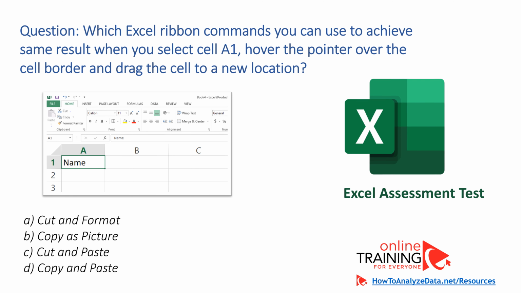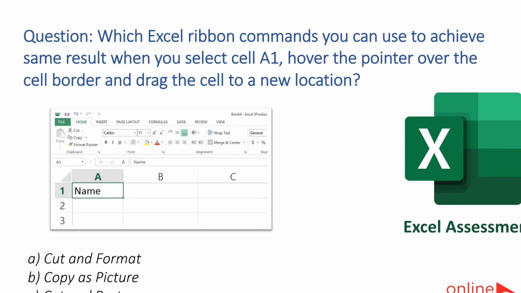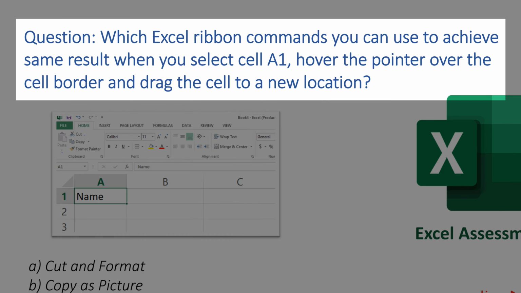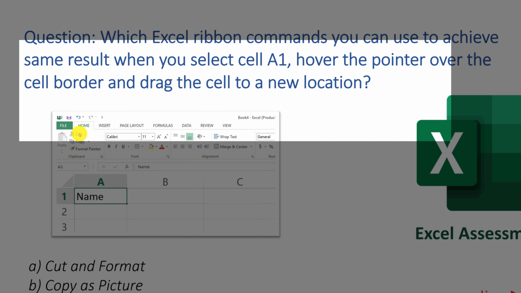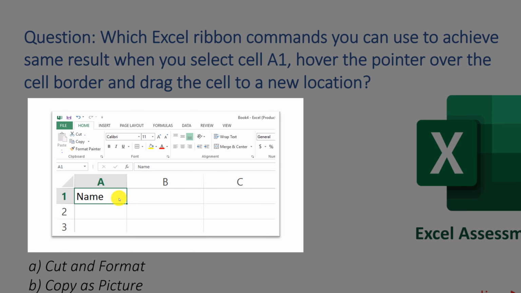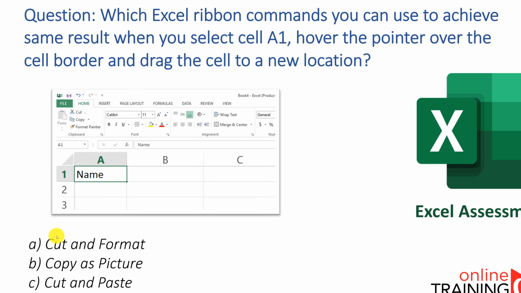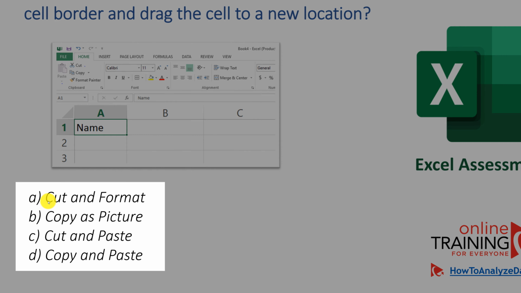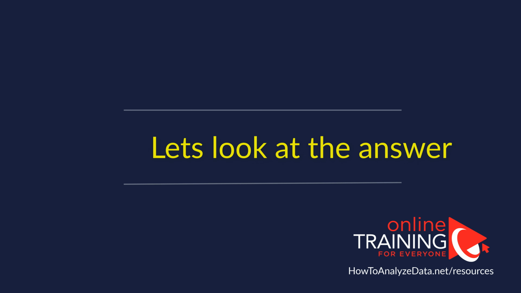Here's a typical question which tests your knowledge of Excel ribbon commands. Which Excel ribbon command can you use to achieve the same result when you select cell A1, hover the pointer over the cell border, and drag the cell to a new location? You are presented with the screen, and in the cell there is a text value of name, and there are four choices: cut and format, copy as picture, cut and paste, copy and paste. Which one would you choose?